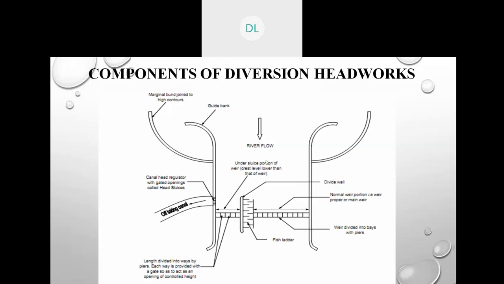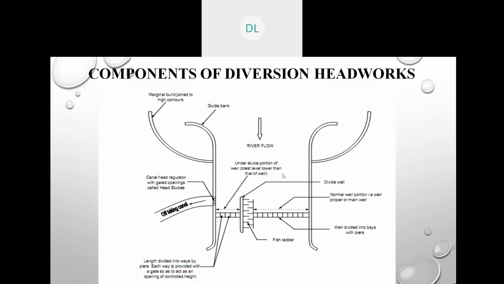So to contain the water which is getting accumulated, we build structures called guide bank and marginal bund. These are the guide banks and these are the marginal bund. Marginal bunds are generally constructed on the upstream side, but guide banks are on both sides. Look at the interesting thing: we have guide banks on both the sides. They guide the flow into the weir.